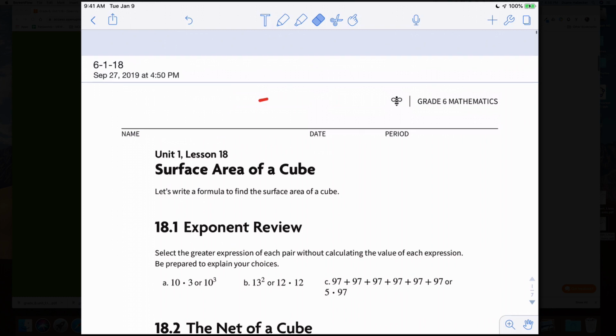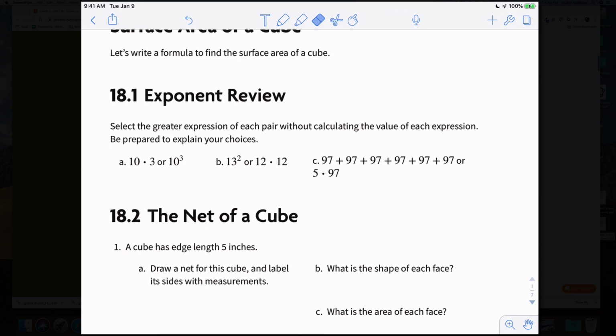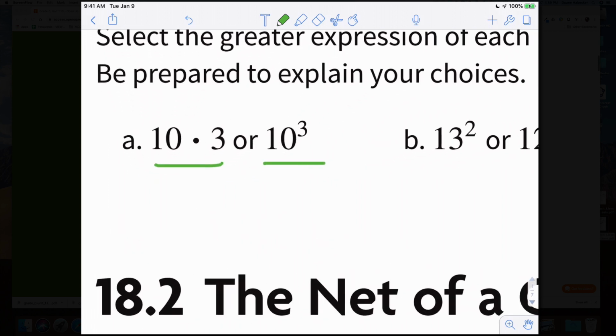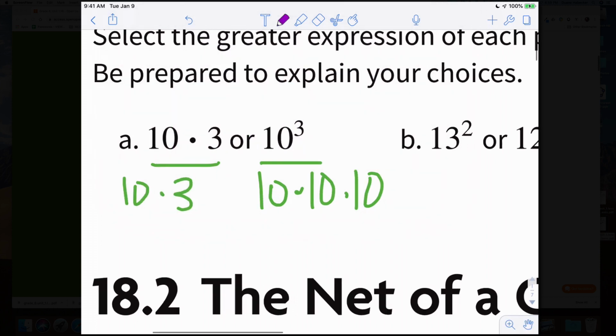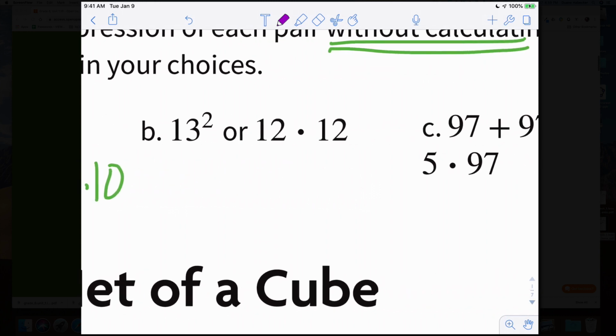So we're going to begin right here with just a little bit of exponent review. The idea is we want students to, without really doing any calculating, decide which one's bigger, 10 times 3 or 10 cubed? We know that 10 to the third power, 10 cubed, means 10 times 10 times 10, which is definitely way larger than 10 times 3. And right here, which one's bigger, 13 squared or 12 times 12? Well, we know that 13 squared means 13 times 13, so without doing any calculating, 13 squared is larger.